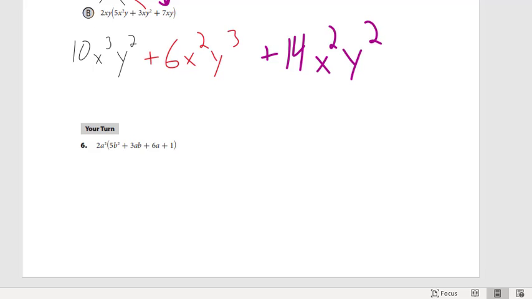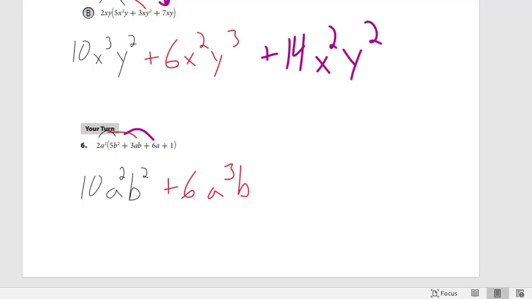All right, we're going to distribute this 2a squared. So 2a squared times 5b squared, 2 times 5 is 10. A squared times b squared, they're not the same base, so they can't combine. We do not add the exponent if they're not the same base. All right, 2a squared times 3ab. 2 times 3 is 6. A squared times a makes it a to the third, and then the b won't change.